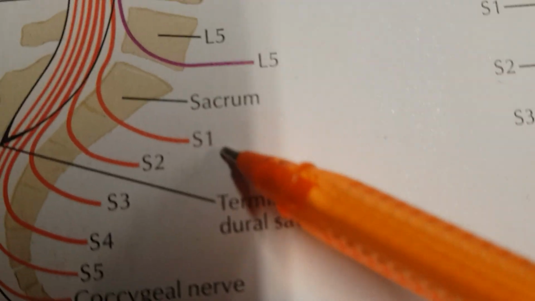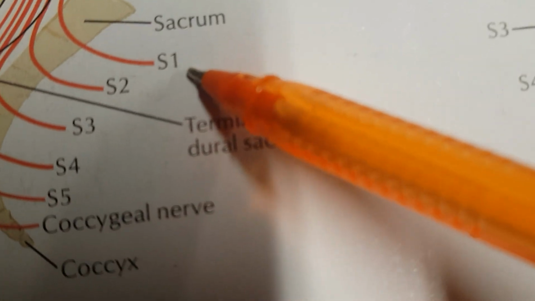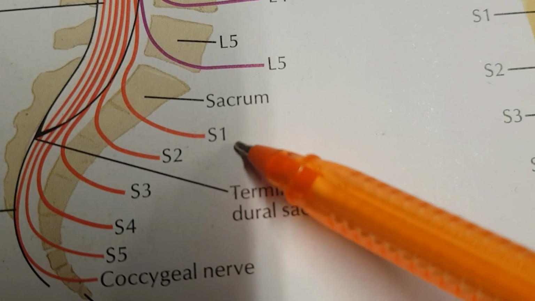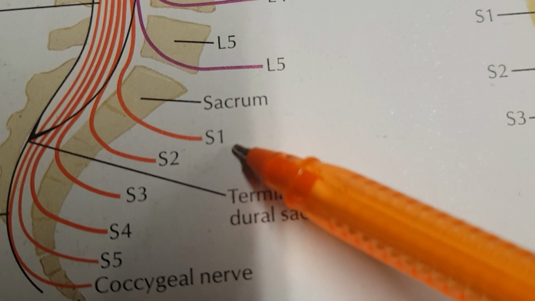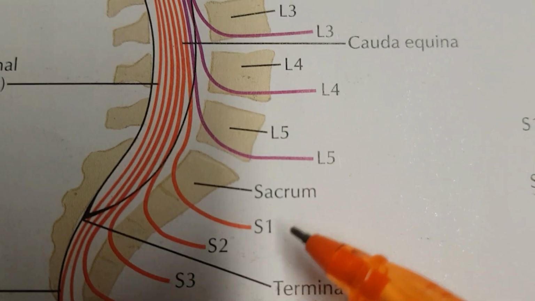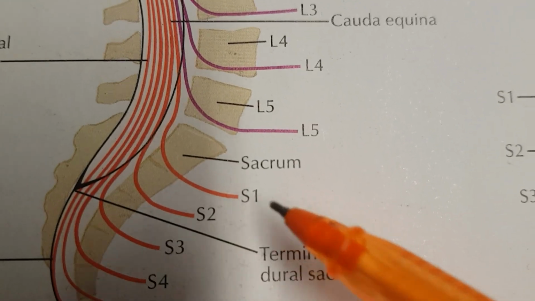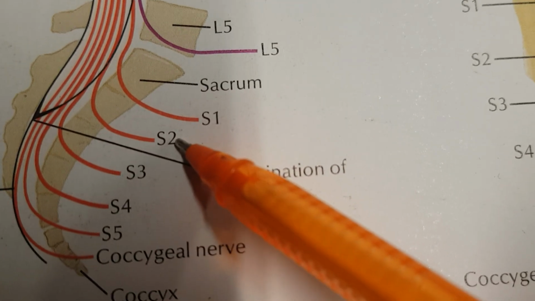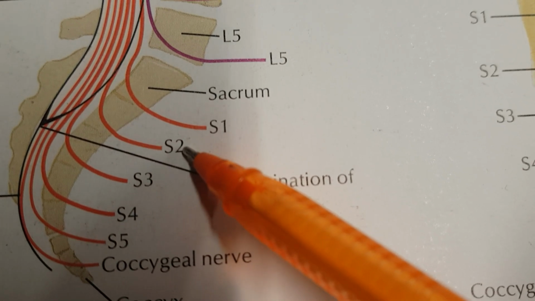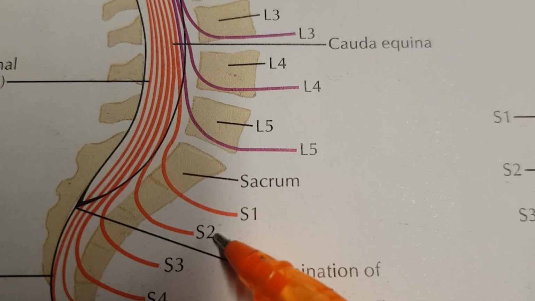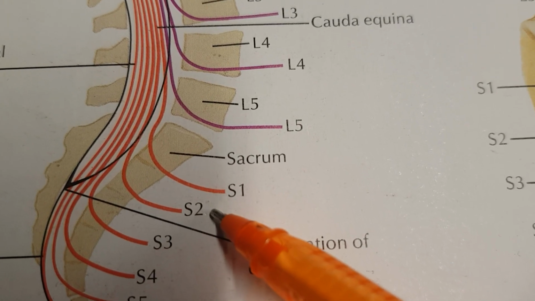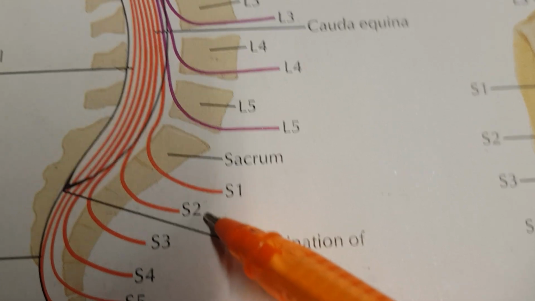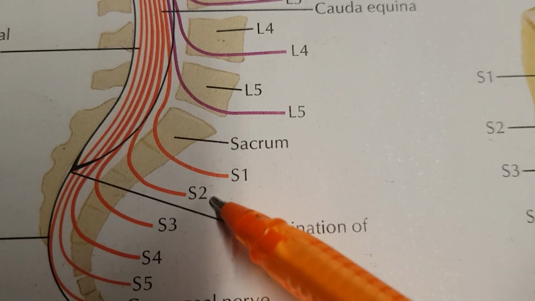Right. S1, you test eversion of the foot. That is S1. S2, you let the patient stand on his toes. If he struggles to stand on his toes, then you will query the strength of the muscles that are supposed to help the patient to stand on his toes. That is the test for S2.